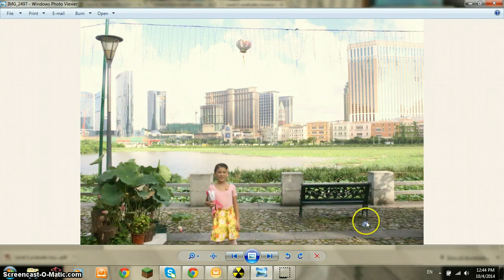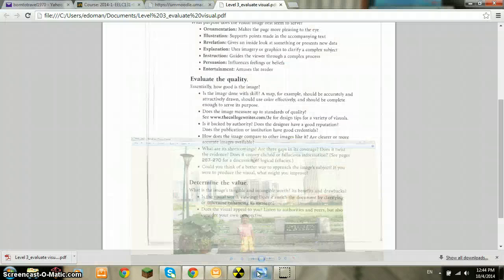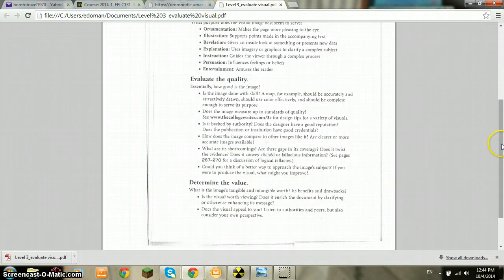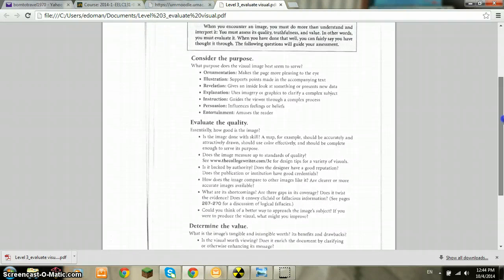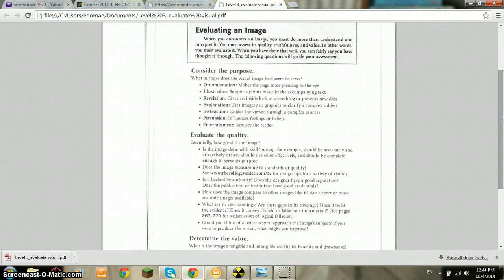Now, it's going to be your turn. What I would like you to do is again read through this form about evaluating an image. Then you should choose your own image. It can be a photo that you've personally taken or someone you know has taken, or it can be something that you find on the internet. It doesn't matter where you get your image.